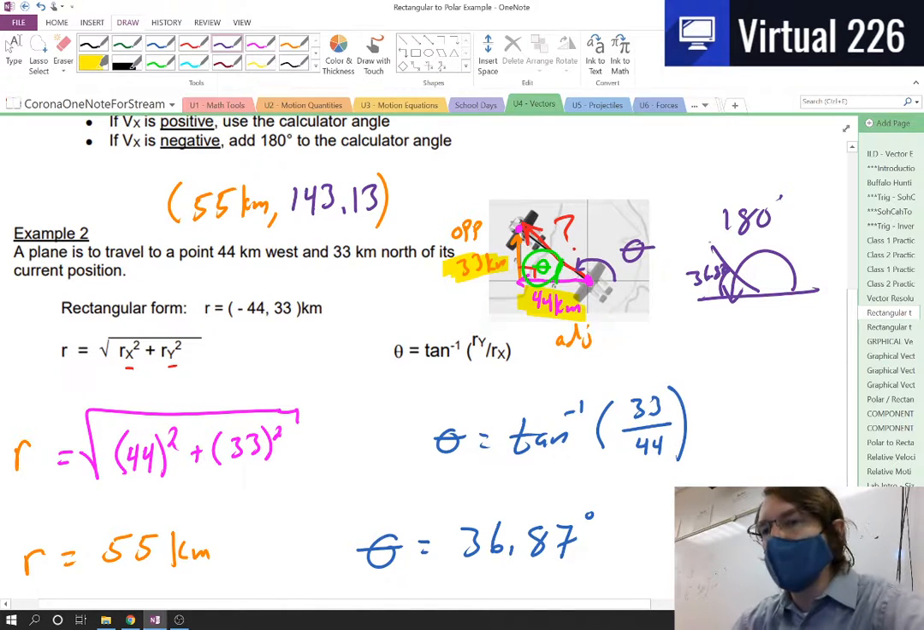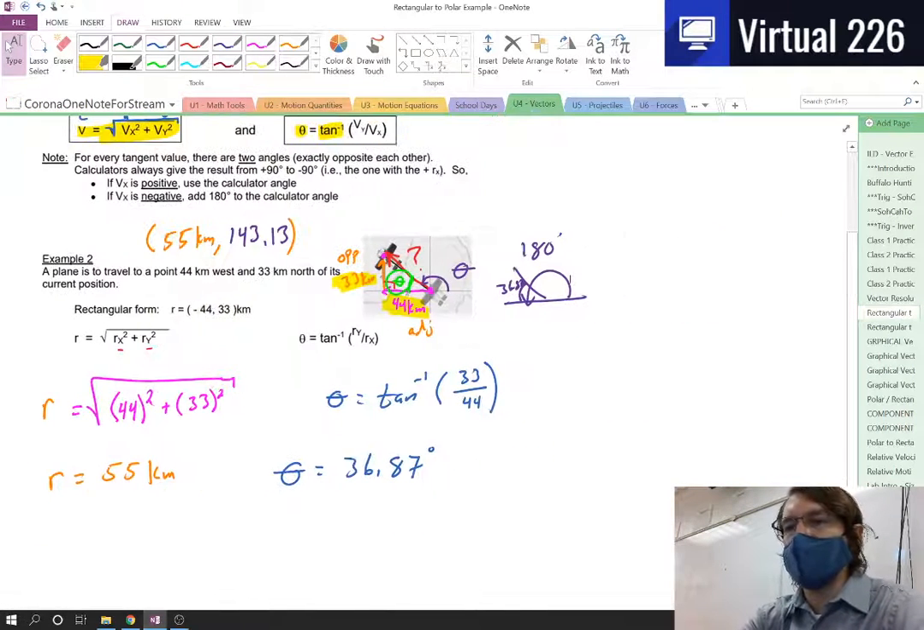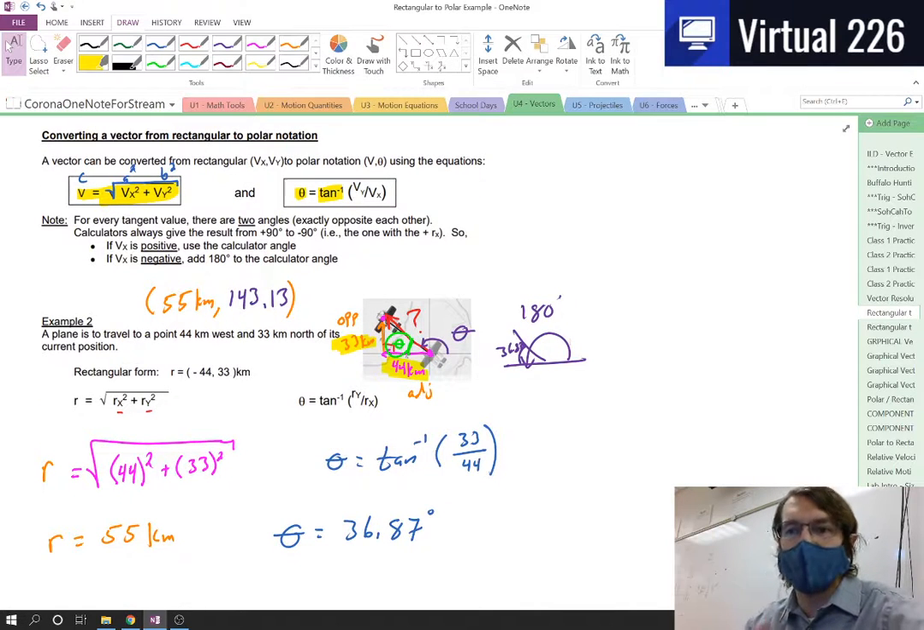Okay, so with that, that is how we can go from a rectangular notation in x comma y and get this back into a polar notation to use later on.